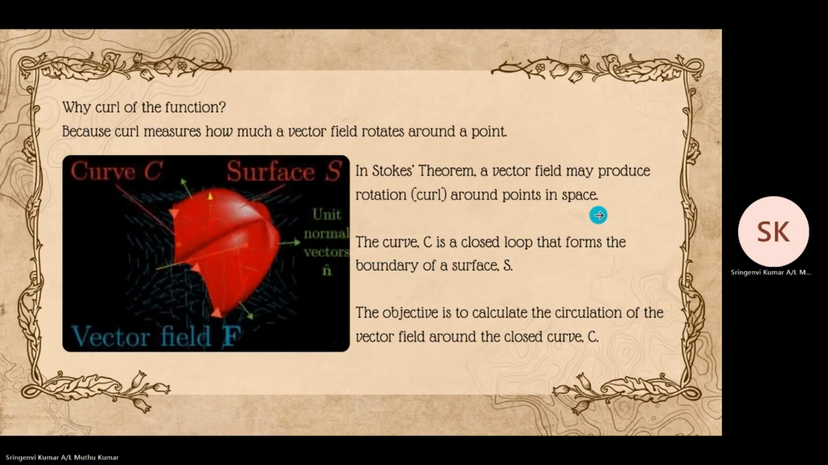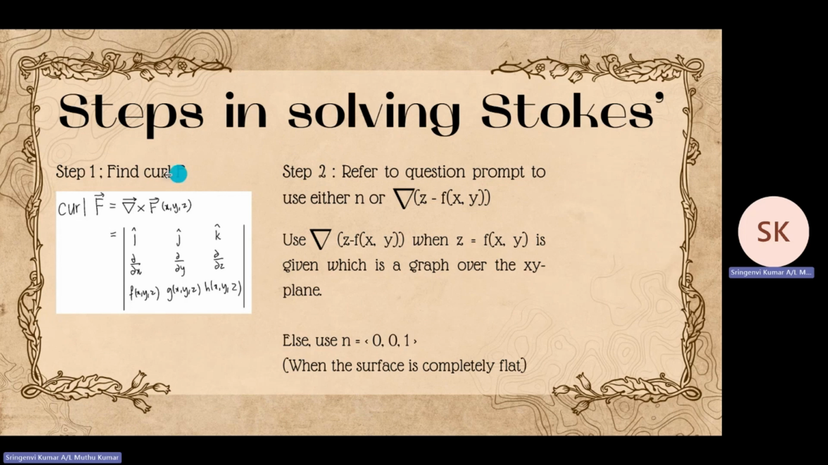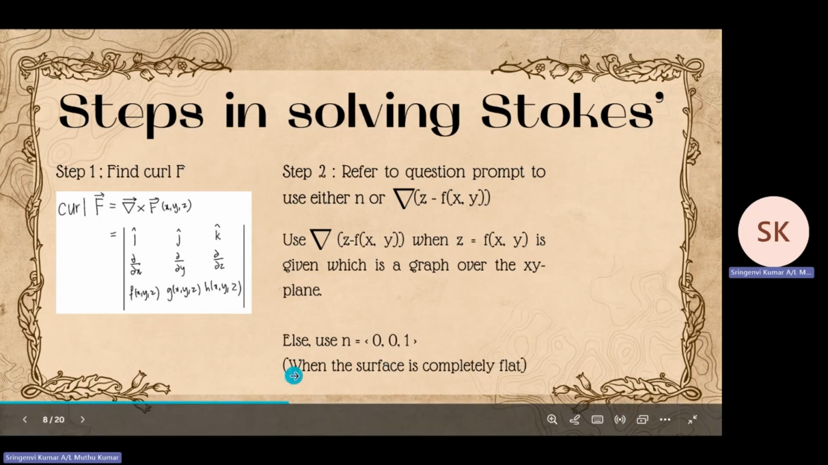So let's move on to the steps in solving Stokes. Always curl your function first. You'll see the detailed working later. Then after that, you determine which to use, n or z minus fxy, as per the conditions I told you just now. When it's completely flat, use n.